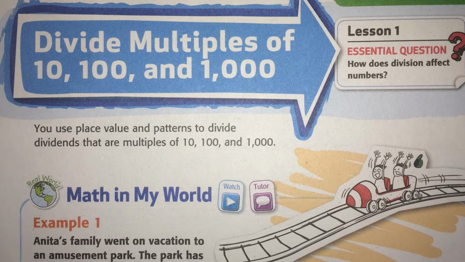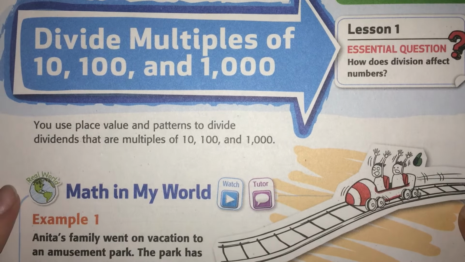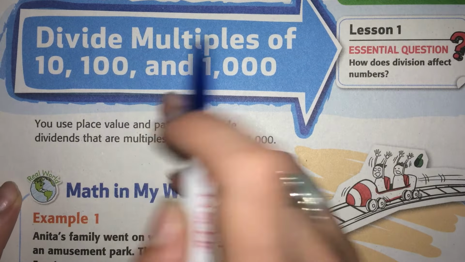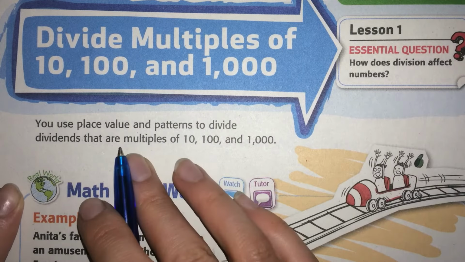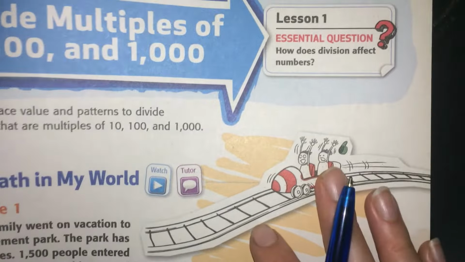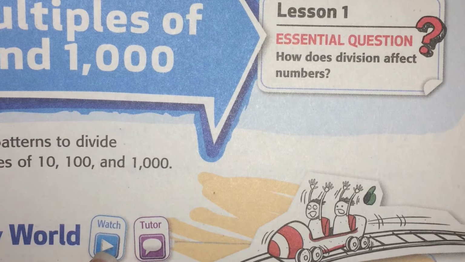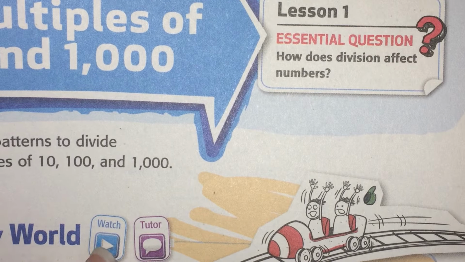Welcome to Chapter 6, Lesson 1. Congratulations on making it this far. Now we get to talk about long division. Okay, so we start off with dividing multiples of 10, 100, and 1,000. The essential question for this chapter is, how does division affect numbers?